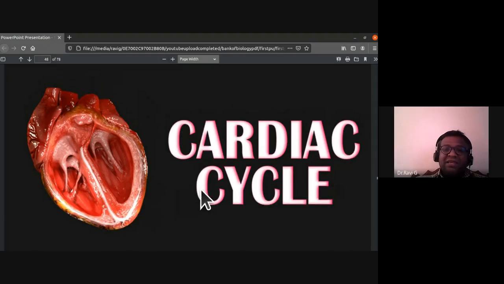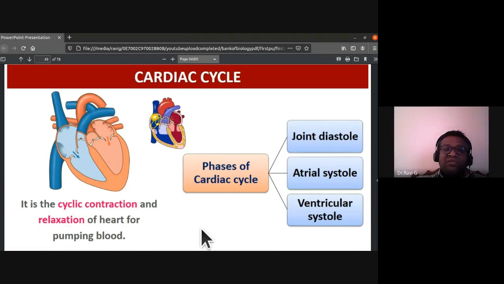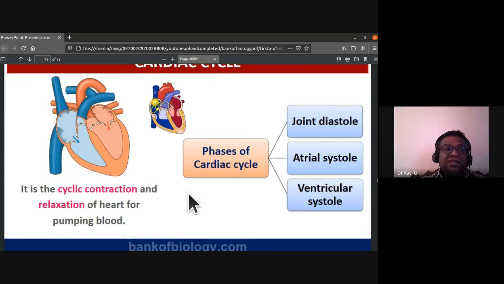Let us understand the cardiac cycle. What is the cardiac cycle? It is the cyclic contraction and relaxation of the heart for pumping blood. There are three main phases of the cardiac cycle. The first one is joint diastole.